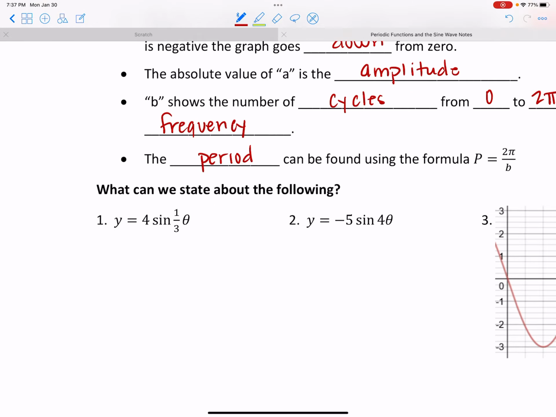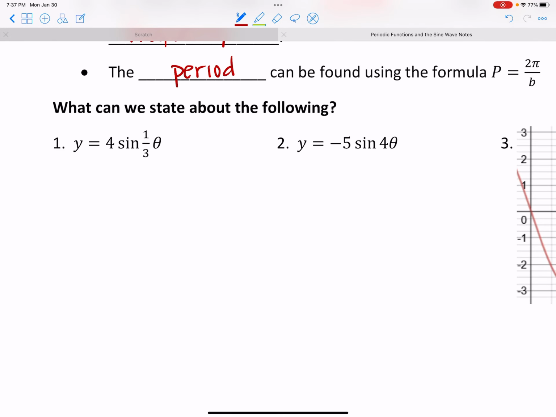So then we should be able to look at some equations and know things about the picture, and we could confirm with our calculator, but hopefully we don't need it. So when I'm looking at this y equals 4 times the sine of 1/3 theta, I know several things. It's a sine wave. It's going to have to start at 0, end at 0, and be 0 in the middle. But because there's a 4 here, I know some more. Because it's positive 4, it's still going to go up, and it's going to go up to positive 4.